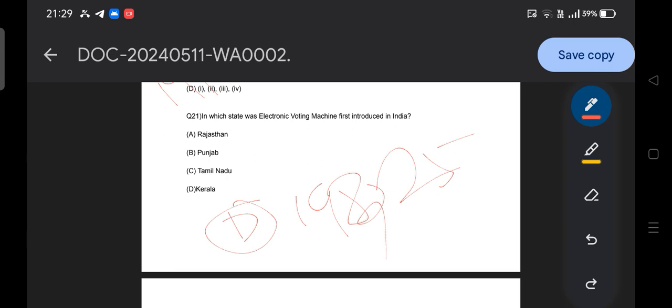Similarly, you can remember in which state the VVPAT was first introduced. What is the full form of VVPAT? In which state was the NOTA option first introduced? And what is an electoral bond? These are things you should remember, and if you request me, I will definitely make a video on it. The answer of this question number 25 is option D: Kerala is the first state to introduce the EVM, in 1982.